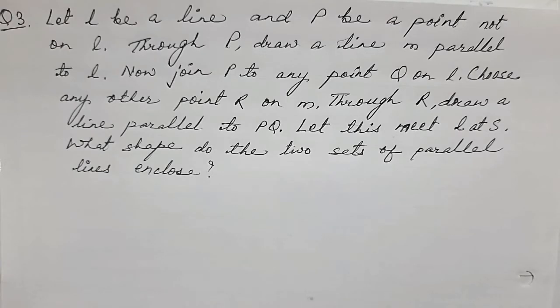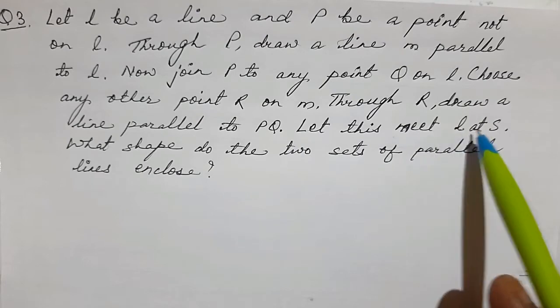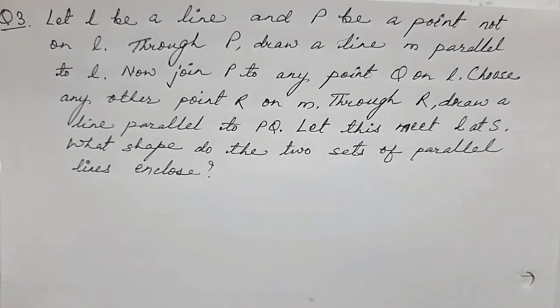Question number 3. Let L be a line and P be a point not on L. Through P, draw a line M parallel to L. Now join P to any point Q on L. Choose any other point R on M. Through R, draw a line parallel to PQ. Let this meet L at S. What shape do the two sets of parallel lines enclose? Let us start taking one instruction at a time.